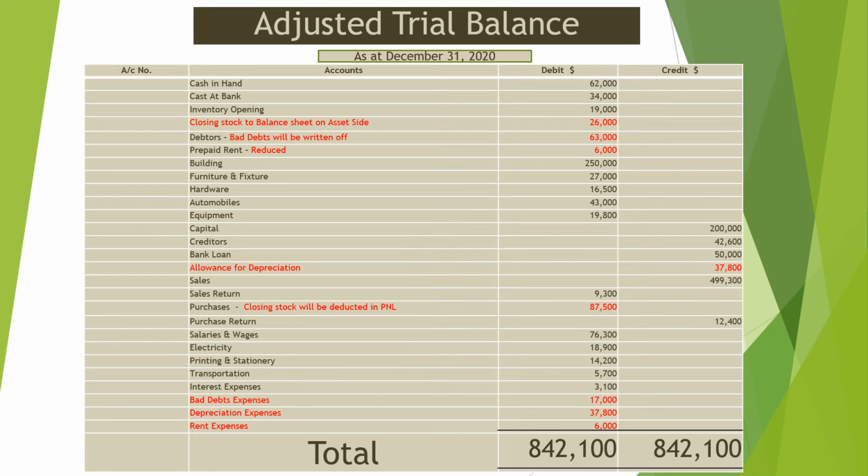The second one, the bad debts expense has been increased on the debit side and debtor being credited to write off his balance. The other one was depreciation expenses has been increased on the debit side for P&L, that means profit and loss account, and allowance for depreciation has been credited on the credit side for the balance sheet. The last one is rent expense has been debited by crediting prepayments.